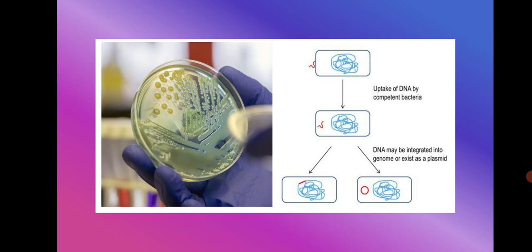So there are two possibilities. In one possibility, the uptaken DNA or the genetic material is absorbed and incorporated, or else it can also exist as an extrachromosomal material which is called plasmid. So this is the simple basic explanation about the process of transformation, a kind of sexual reproduction which actually is the genetic recombination that takes place in the bacterial cell. Okay, I hope it is clear.